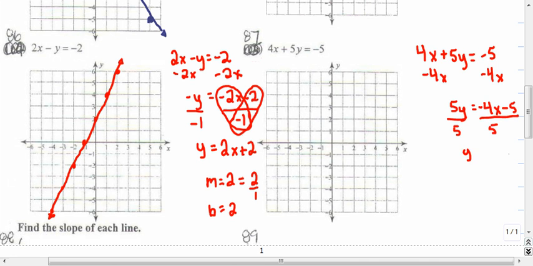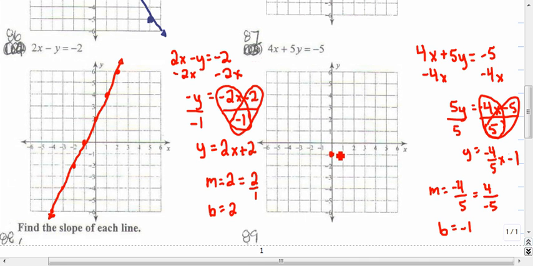So that gives me y equals, I have to divide each piece by this 5. So I have a negative 4 over a positive 5x. A negative 5 divided by a positive 5 is minus 1. So my y-intercept is negative 1. My slope is negative 4 over 5. I could also write this as a positive 4 over a negative 5.